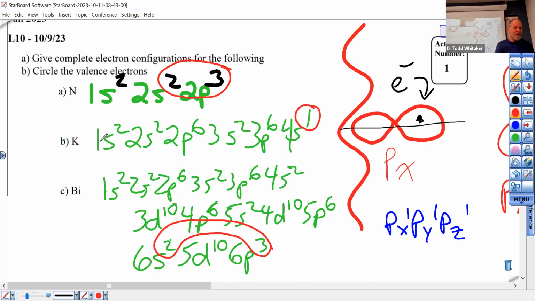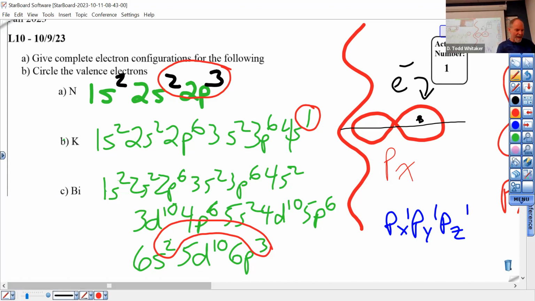What's the highest energy in front of any orbital here? Give me a number. 4. Only pick electrons at the 4th energy level. What's the highest number for bismuth in front of any orbital? 6. Only the 6th level electrons are valence electrons.